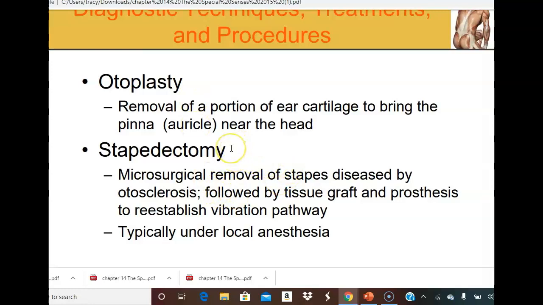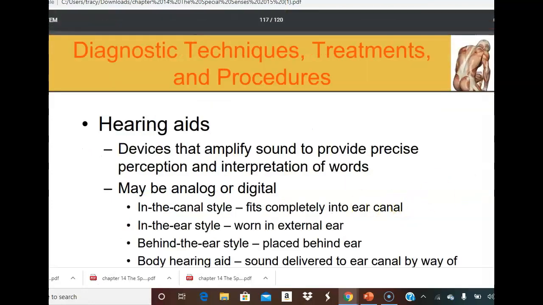And then we talked about the stapedectomy already, when you have otosclerosis, and the stapes is hard and sclerotic from increased infections or what have you. Then you can do a graft, and there's a small prosthesis that can be put in that will allow that vibratory pathway to be reestablished.